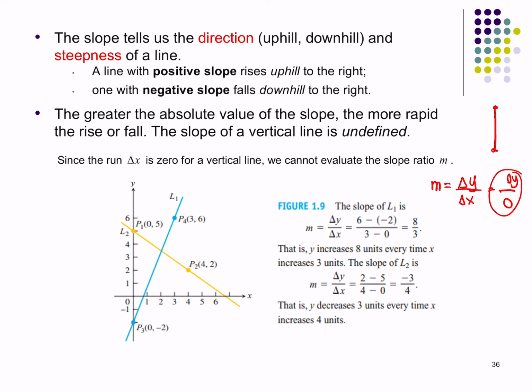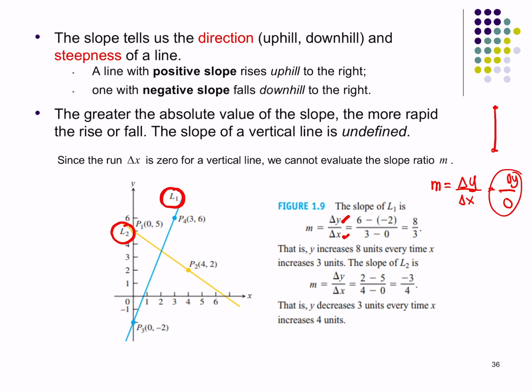Right. Let's look at this figure. You have two lines. The blue one is L1 and the yellow one is L2. So you can find out the slope for L1 and also L2 by using the definition of the slope: the rise divided by the run, where the rise represents the increments along the y coordinates, and the run is for the increments along the x coordinates.